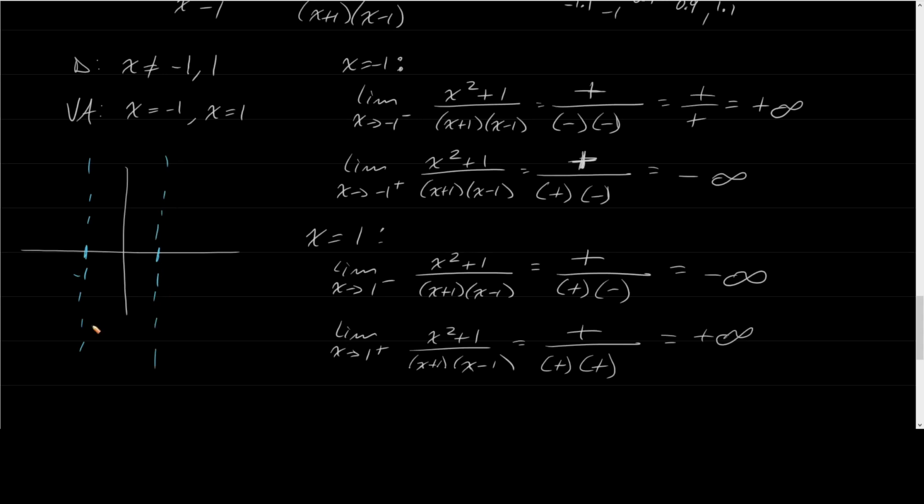All right, and from the left of -1 it's going to go to negative infinity. From the right of -1 it's going to go to positive infinity. From the left of 1 it's going down to negative infinity, and from the right of 1 it's going up to positive infinity. All right, so that's what we end up with on that.